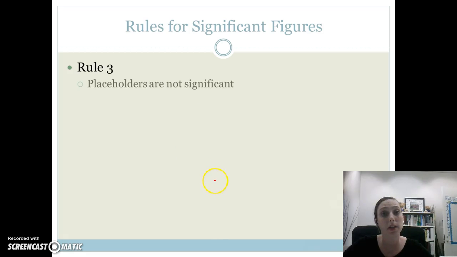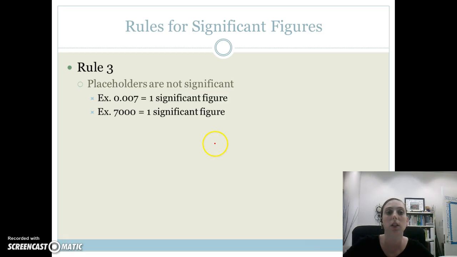Rule 3. Placeholders are not significant, and this is the one that normally throws most students off. So in this number, I measured this position, but everything else is simply holding that place because what I've done is I've only measured this thousandth spot. That's it. So that's why I have 1 significant figure. Here I have measured the thousands place, but I have not measured the hundreds, the tens, or the ones. So these are not significant. I only know 7,000 something. So this is 1 sig fig.